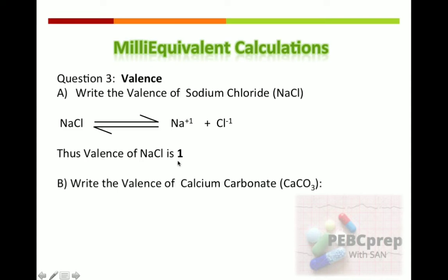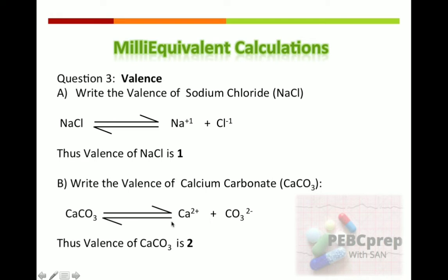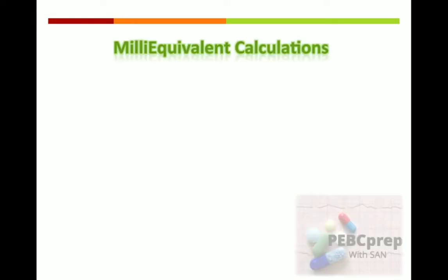Similarly, in another example, write the valence of calcium carbonate. Here calcium has +2 and carbonate has -2. They both are alike. We take either the absolute cation or absolute anion. We both have 2, so the valence of calcium carbonate is 2. That's how we find the valence of each example, each formula.